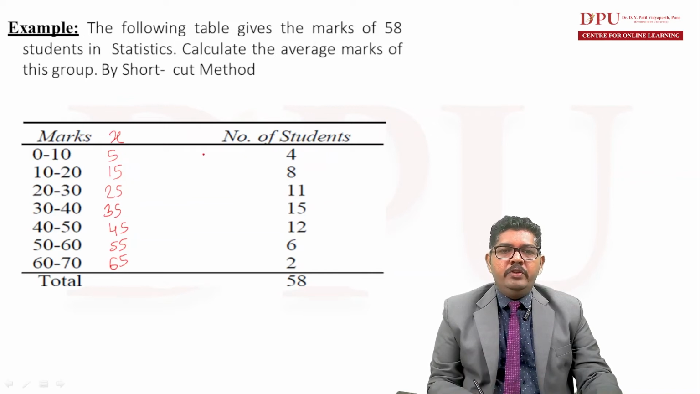So now what do we use? We use d, the deviation, which is equal to x minus a. We can use any particular value as the assumed mean. So for example, 35.